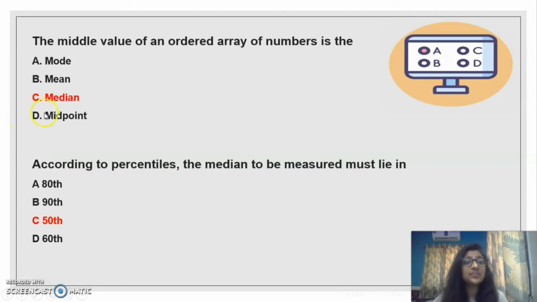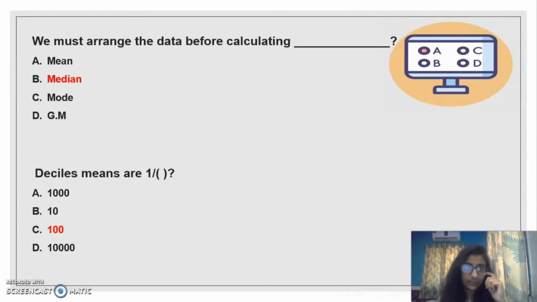Now this MCQ: the middle value of an ordered array of numbers is known as median. When you have an ordered array, you find the middle value. That's the median. Now, according to percentiles, the median must lie at the 50th, because I have told you a lot of times that the median is the middle value. So the middle value is the 50th one. We must arrange the data before calculating the median. This is also discussed a lot of times. Deciles means 1:100. Deciles show that.